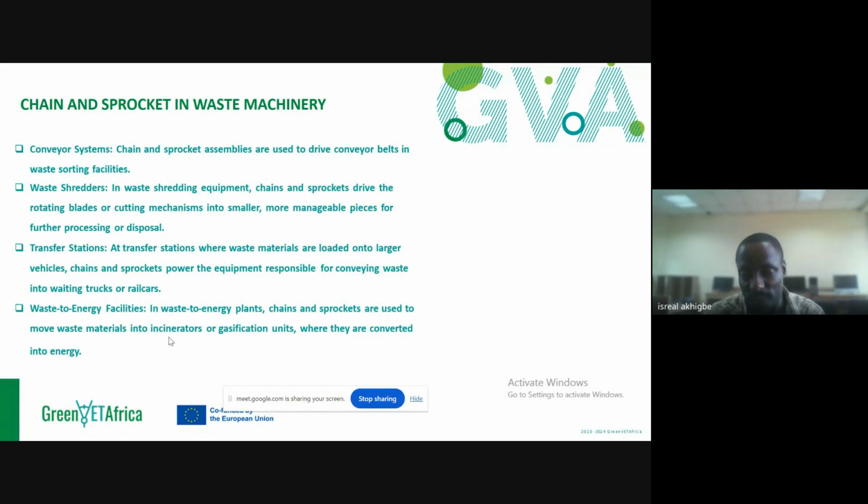Now, waste to energy facilities. In waste to energy plants, chains and sprockets are used to move waste material into the incinerator or gasification units, where it is converted into energy. Remember I was pointing out the areas of application where you can use this transmission system. In these waste to energy facilities, they utilize waste to produce electrical energy. Now, the incinerator is where things are actually being burnt.